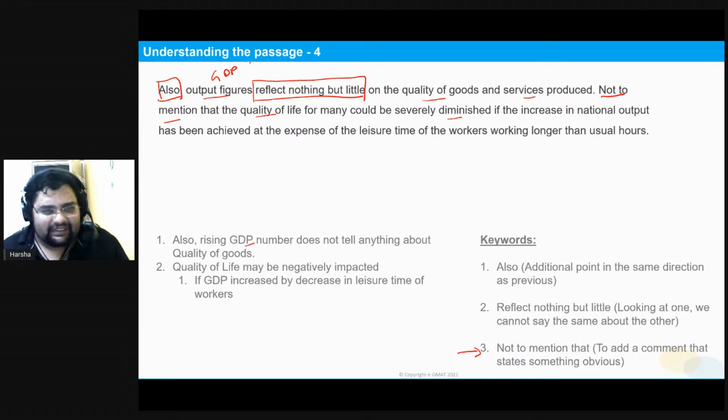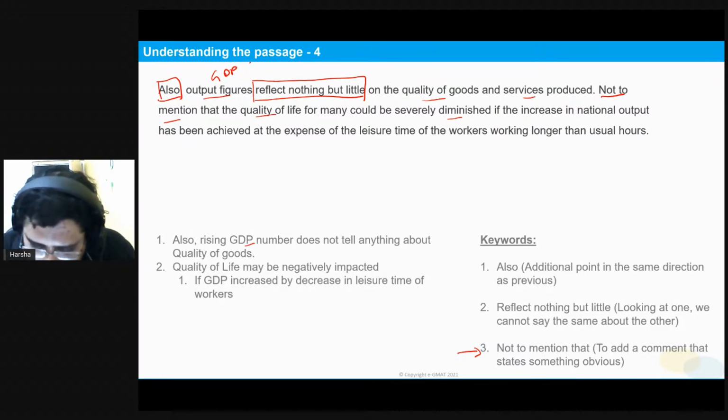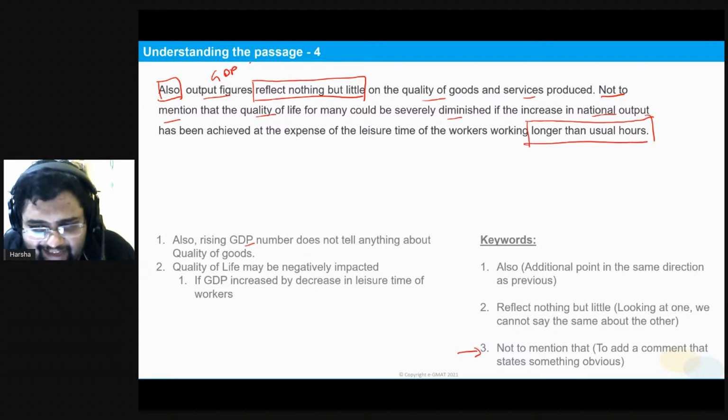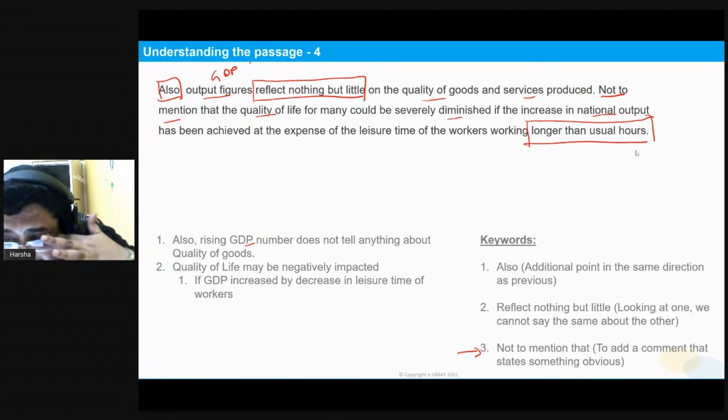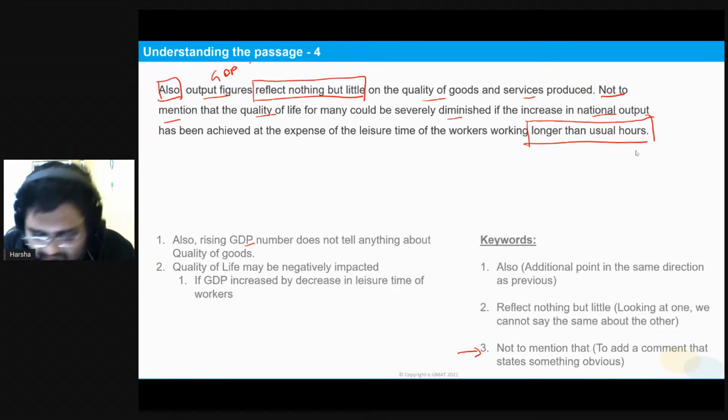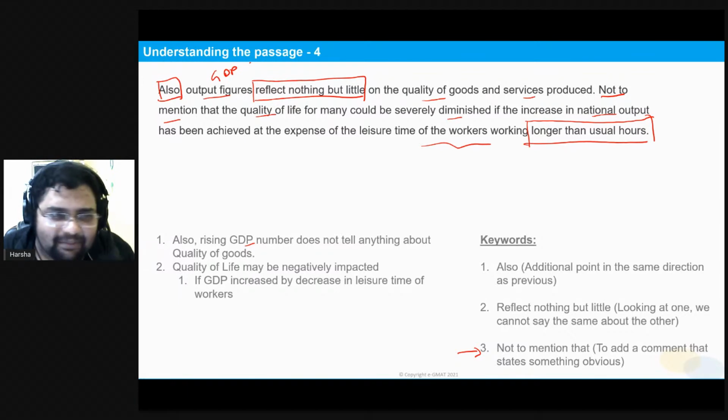Take a look. It means to state something that's very obvious. So, not to mention that the quality of life for many could be severely diminished if the increase in national output has been achieved at the expense of leisure time, working longer than usual. How many of you paid attention to this? Longer than usual. Comparison keyword. Our questions 8 and 9 talked about comparisons, right? Very important. So, just because these workers are working longer than usual, it does not mean that they're working long hours. For example, you could be talking about a country where people typically work for 3 hours in a day.